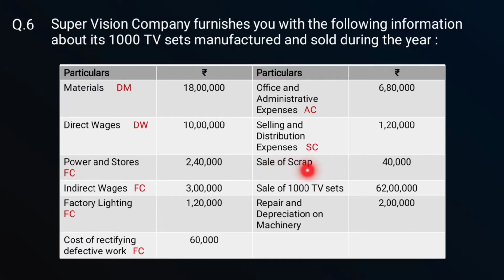Next is sale of scrap, which is given as 40,000. So we'll mark it as less from FC, that is factory cost. Next, sale of 1000 TV sets is given as 62 lakhs. Repair and depreciation on machinery is given as 2 lakhs. So we'll mark it as FC, that is factory cost.